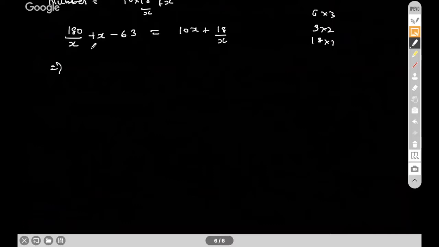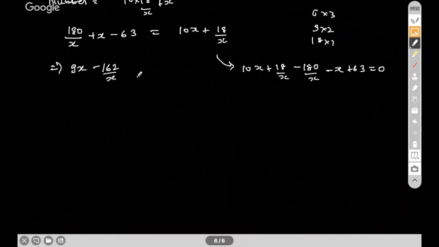This means that 10x minus x is 9x. Okay, so this x will go on to the right hand side. If you are not comfortable with that, then please write the full step: 10x plus 18 by x, and then this becomes minus 180 by x, this becomes minus x, and plus 63 equals 0. But directly also you can write it as 9x and then 180 minus 18, so this is nothing but 162 by x, right? And then plus 63 equals 0. Isn't it? So 9x minus 162 by x plus 63 equals 0.